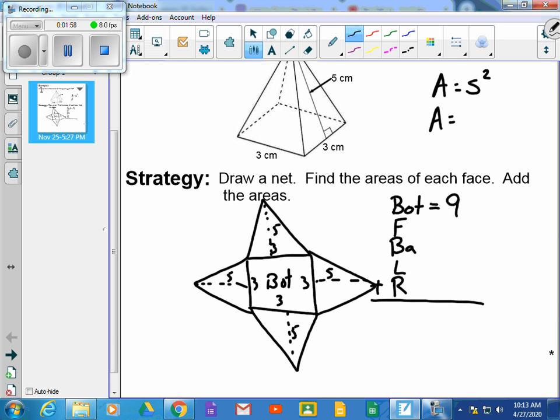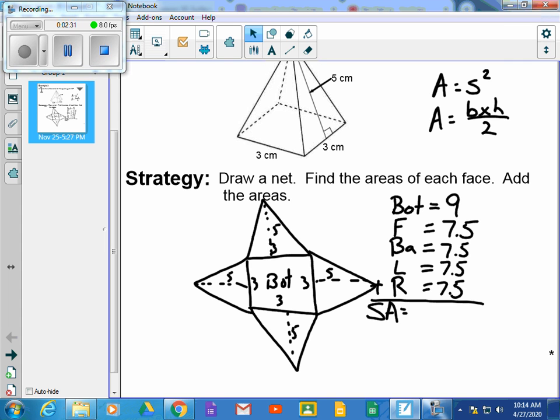Triangles, we're going to be using base times height and divide it by 2. Each one of those has a base of 3 and a height of 5. That's 15, and then you divide that by 2, you get 7.5. And all 4 of those triangles are congruent, so we have 7.5 for the area of all of those. If we add all those together, we get our surface area, which is the total area around the outside of that pyramid, which will give us 39 square centimeters.